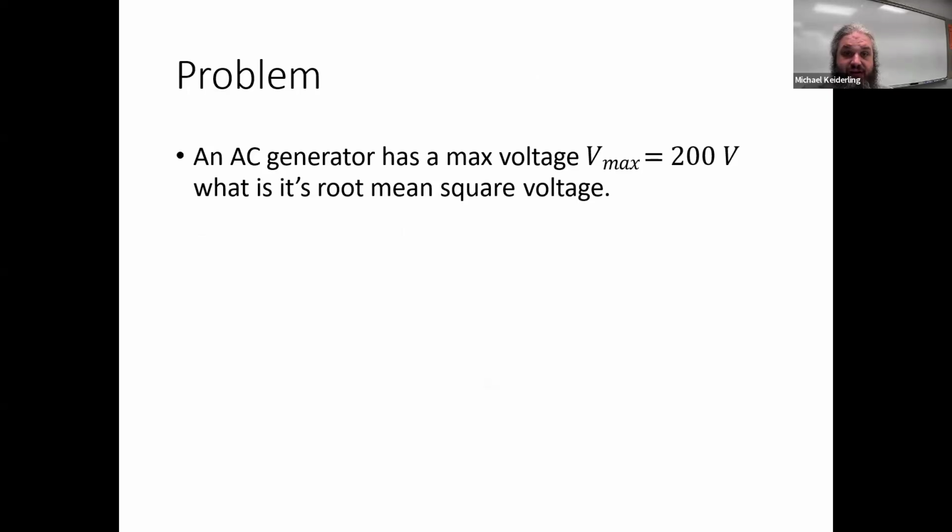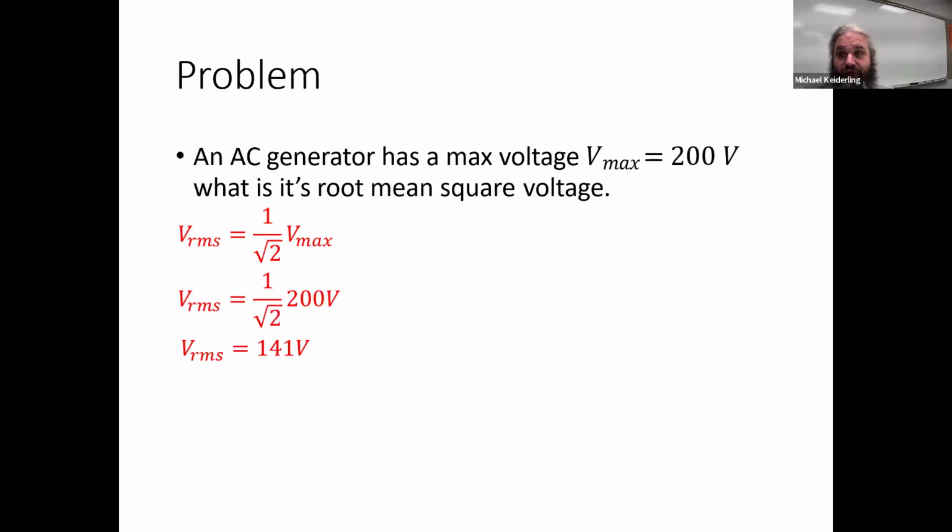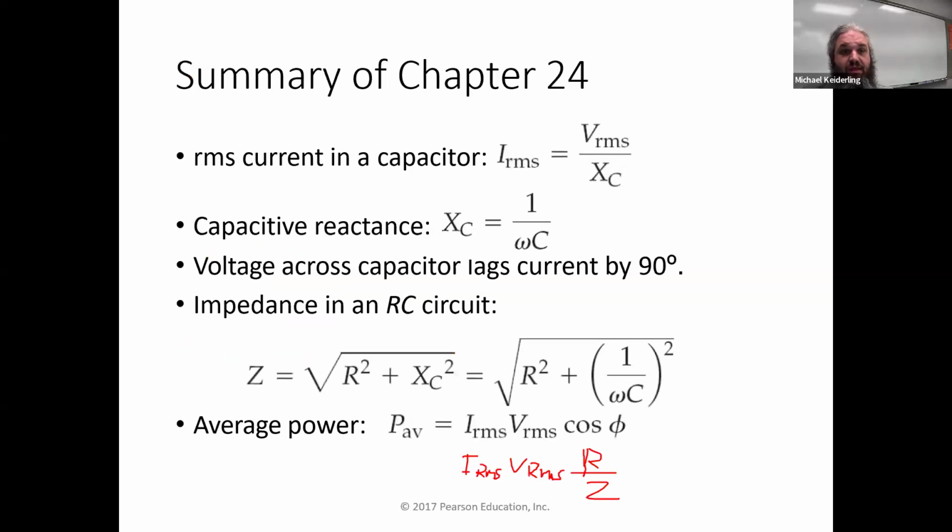And so if an AC generator has a maximum voltage of 200 volts, what is its root mean square voltage? Voltage root mean square is going to be 1 over square root of 2 times the maximum voltage. So 1 over square root of 2 times 200 volts is 141 volts. And the voltages that we express for, like, power in the wall and such are root mean square voltages.